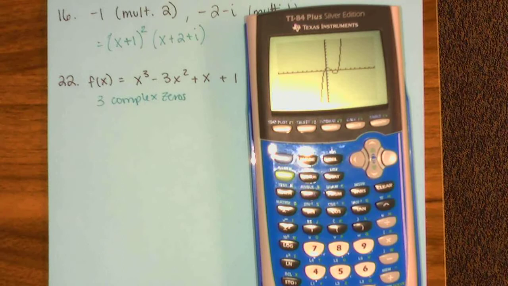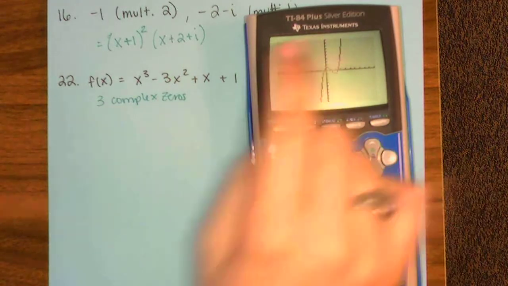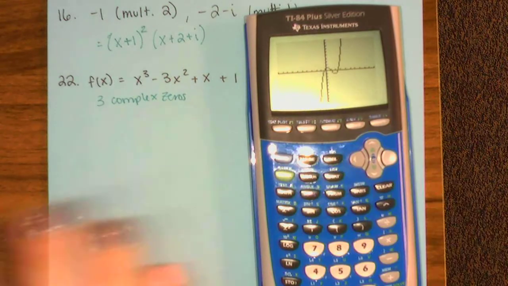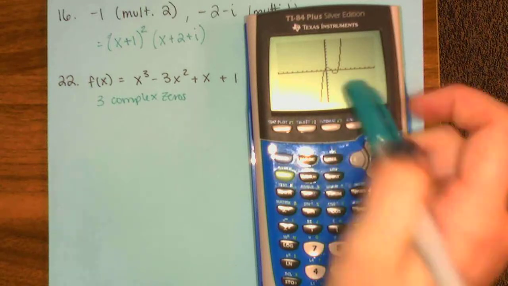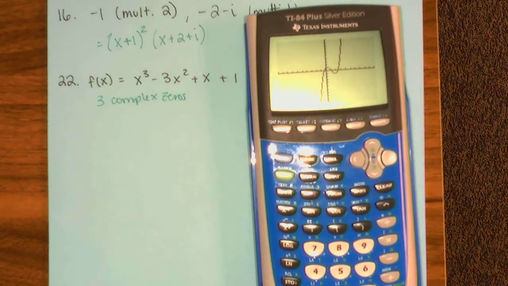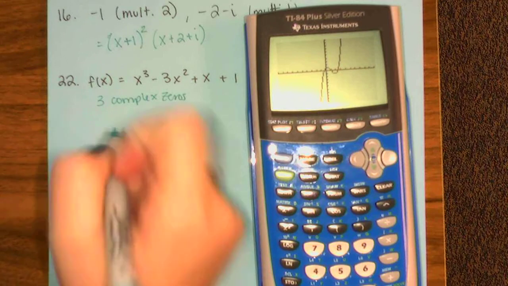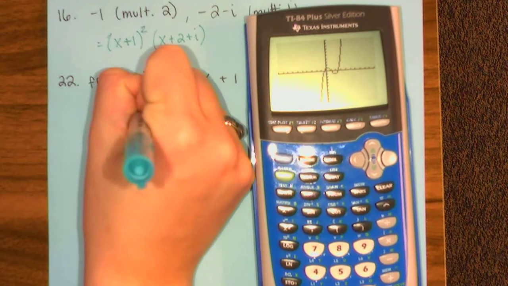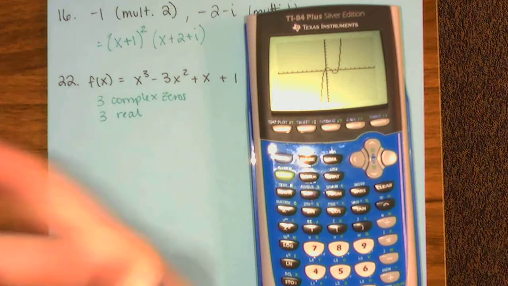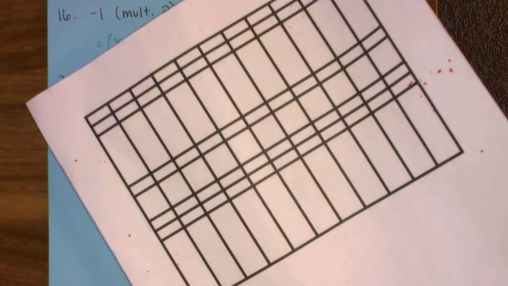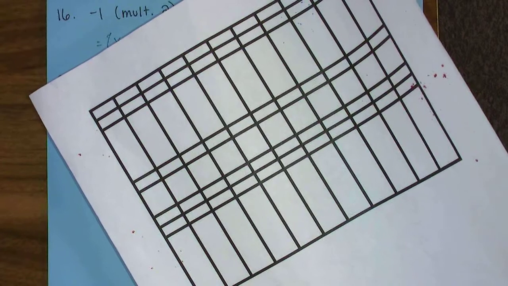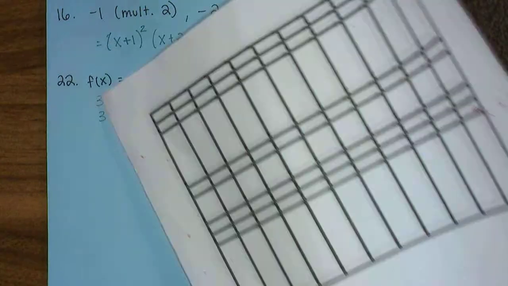And then I want to know how many of them are real versus non-real. Basically, if it crosses the axis, they're real. If it happens like farther up, which we'll do one of those in a second, they are non-real. So all 3 in this case are real. If you were to zoom in here to this area, you could see that they all cross the x-axis. So they are 3 real. The fundamental theorem of algebra.